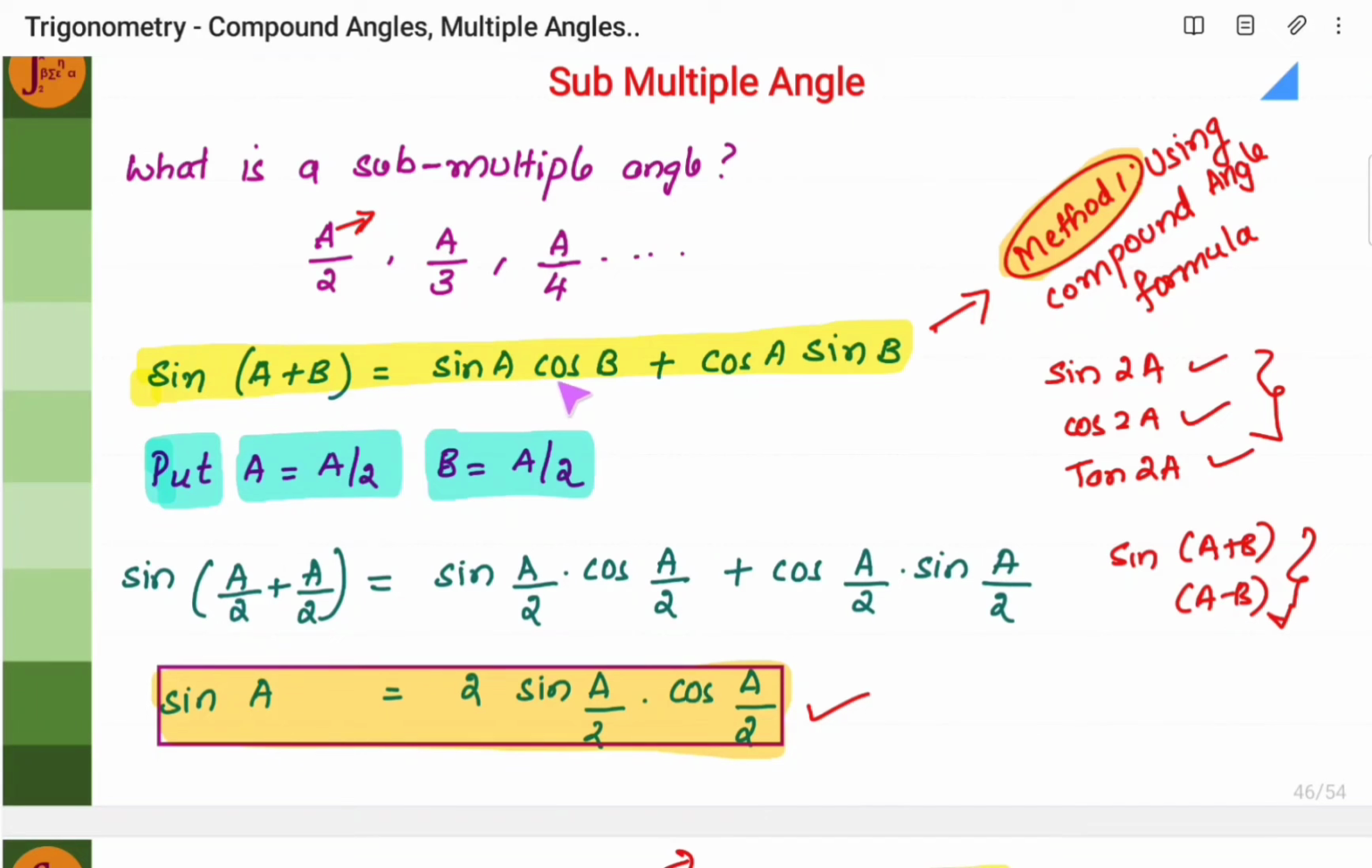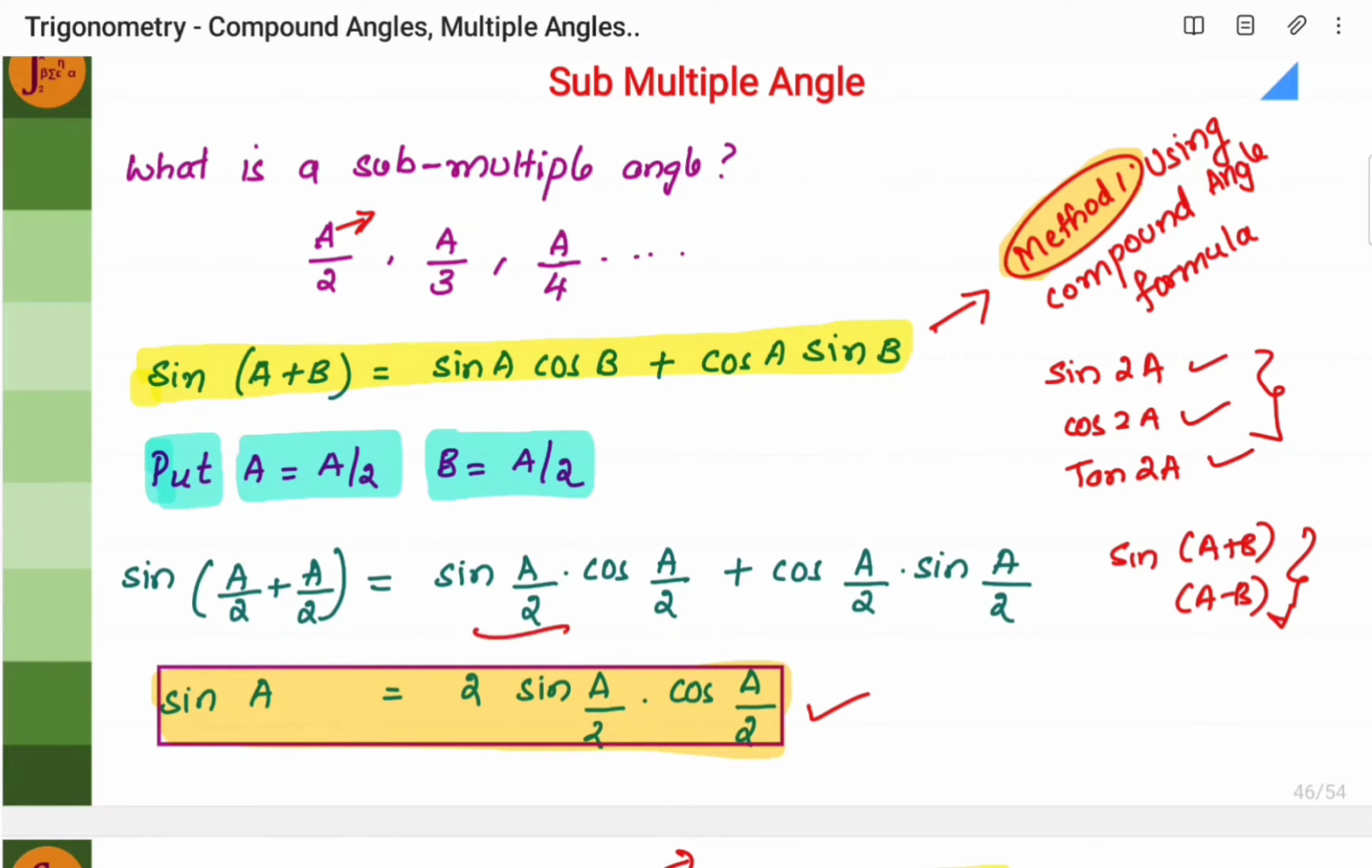Sin A plus B is equal to sin A cos B plus cos A sin B. Now what I will do is, instead of B, I will put A by 2. Instead of A, I'll put A by 2. Basically, I need to get a submultiple angle. What is a submultiple angle? It's a fraction like A by 2, A by 3, A by 4. So I'm putting A by 2 here. If I put A by 2 here, what will happen? Sin of A by 2 plus A by 2. Now I'll substitute: A is A by 2, B is A by 2. After substituting, both these terms are the same, so you'll get 2 times sin A by 2 into cos A by 2.